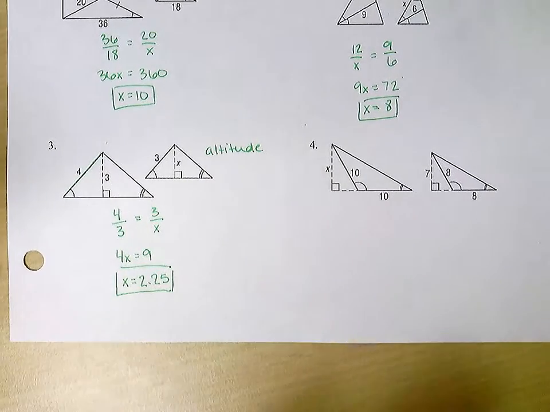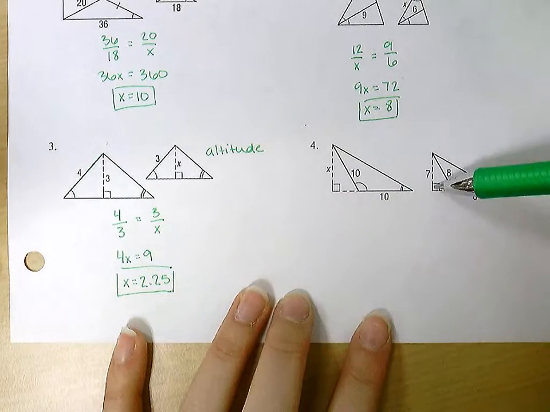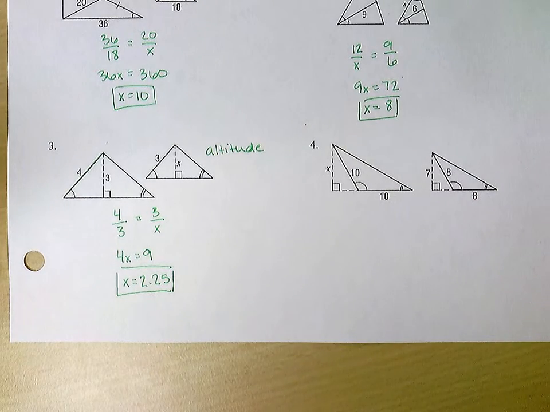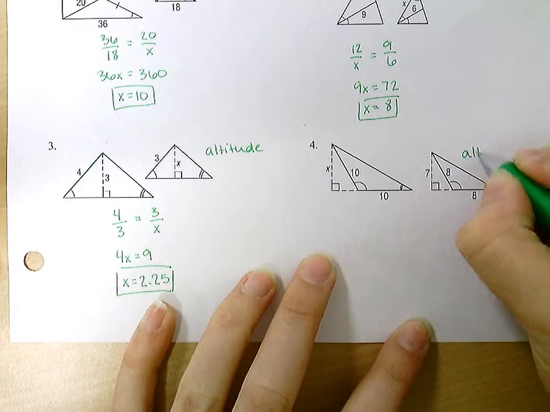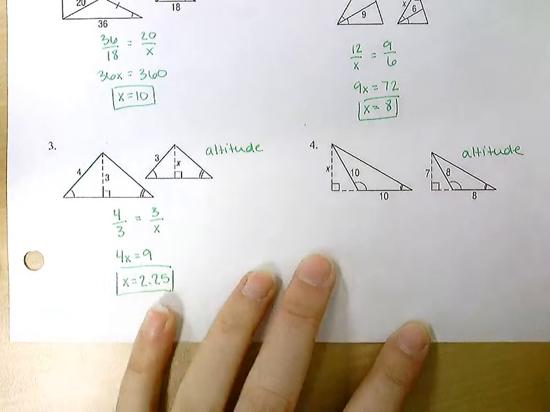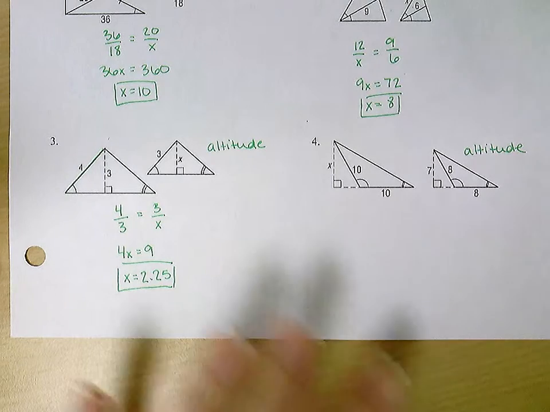Okay, last one, number 4 on the front here. These two special segments drawn in, they're not inside the triangle, but they still are a special segment of that triangle. It is an altitude. Okay, remember, altitudes can be drawn on the outside of your triangle if it is an obtuse triangle. So your altitude can be drawn in on the outside when it is obtuse.